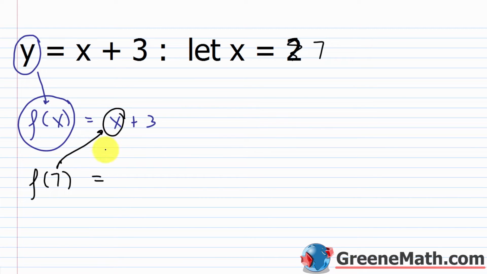So the function's value when x is 7, we replace x with a 7. You'd have 7 plus 3, that equals 10. So f of 7 is 10. And again, you can relate that to your earlier procedure. If I just plugged in a 7 for x, 7 plus 3 is 10, y equals 10. So y would equal 10, or f of 7 equals 10. The function's value when x is equal to 7 is 10.